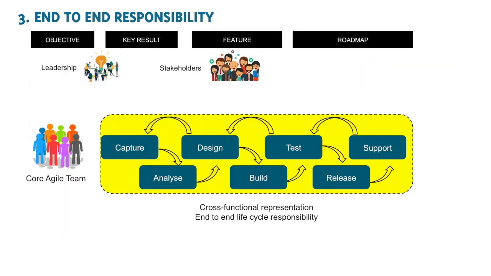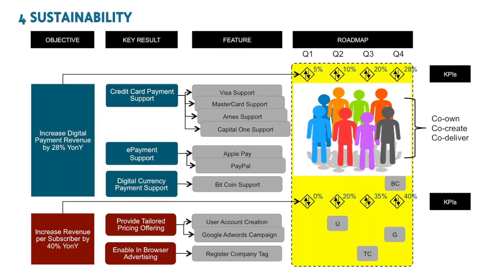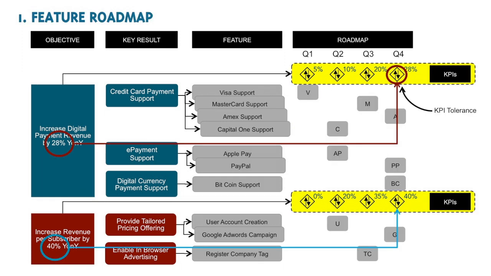End-to-end responsibility. Recognition. The team's responsibility and influence spans the entire life cycle, and it has recognized this is only possible through the formation of a cross-functional Agile team. Sustainability. An understanding that the newly formed cross-functional team shall be established for a minimum of 12 months to co-own, co-create and co-deliver.